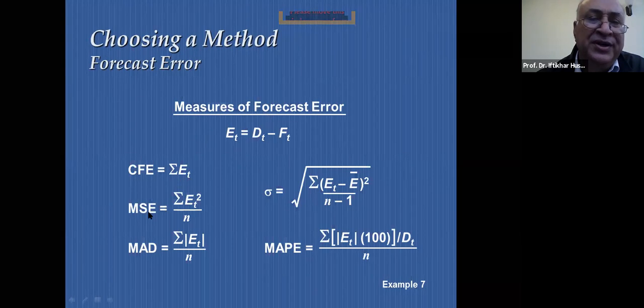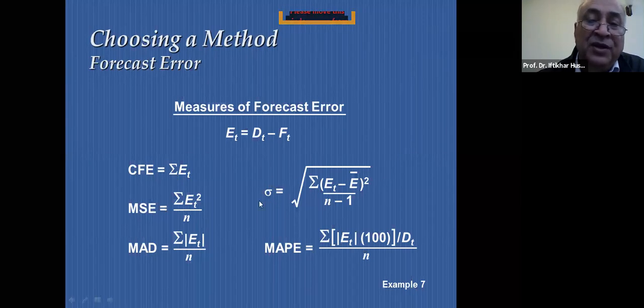Then mean square error. So mean square error, when the cumulative sum is taken, divided by the number of periods, that will give us mean square error. Then mean absolute deviation. In mean absolute deviation, we take the summation of the absolute values of the errors divided by n. So that will give us the mean absolute deviation.